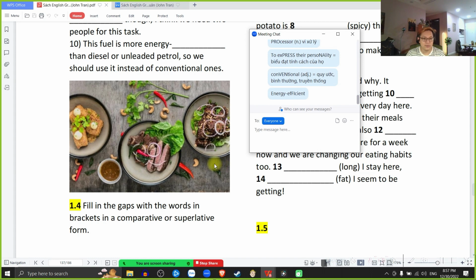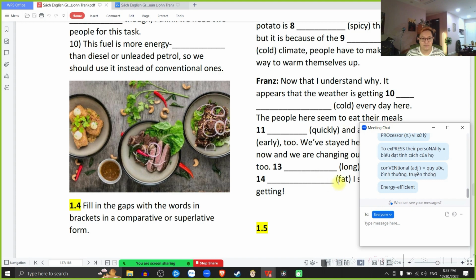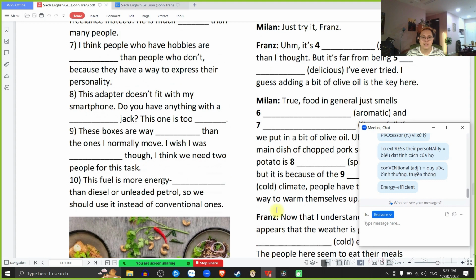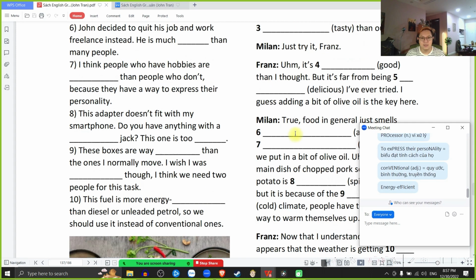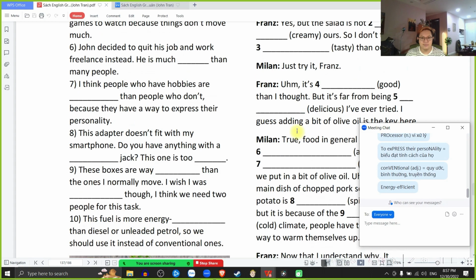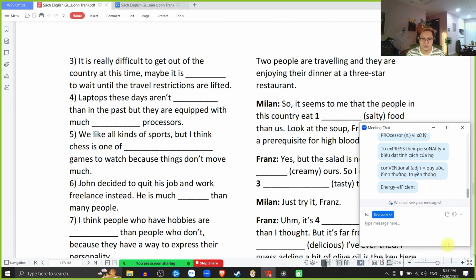Alright, so 1.4, you have to fill in the gaps with the words in brackets in a comparative or superlative form. Một cái tác vụ tương tự thôi, các bạn được cho trước từ, điền vào những cái brackets trong cái dạng so sánh hơn hoặc là so sánh nhất thôi. Okay, so 2 people are traveling and they are enjoying their dinner at a 3-star restaurant. 2 người đang đi du lịch và họ đang hưởng thụ bữa tối của họ ở một cái nhà hàng 3 sao. So 14 of them. 3 phút nha mọi người. Shouldn't cost that much.